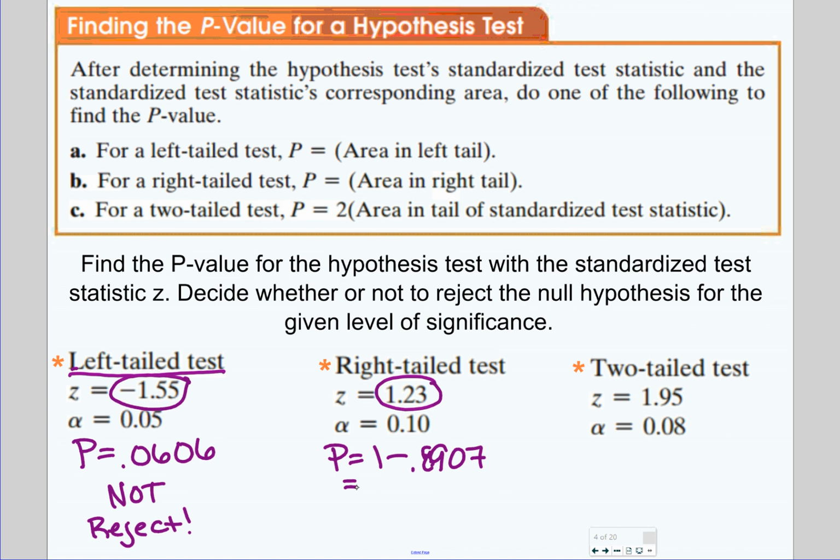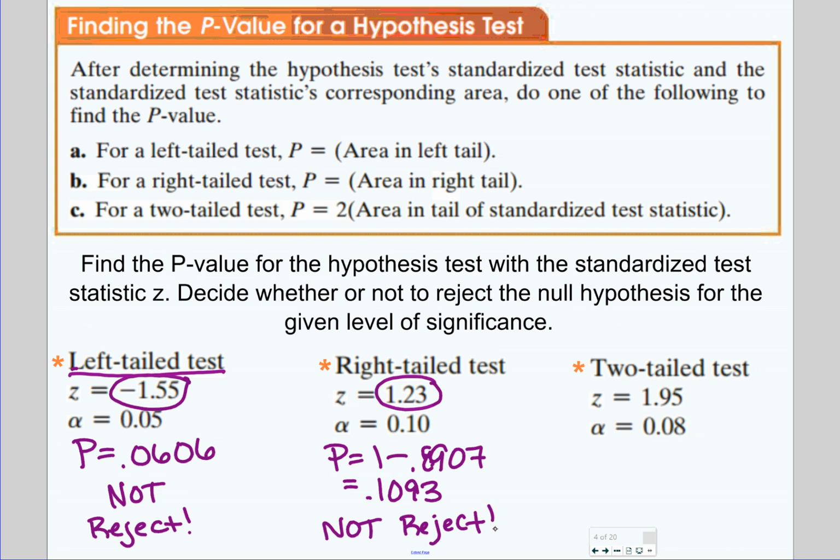0.0193, is that right? Oh, 0.1093. Okay. Comparing it to my level of significance, 0.1. Do we reject or not reject? We do not, because again, the p is greater than alpha here. So we do not reject.